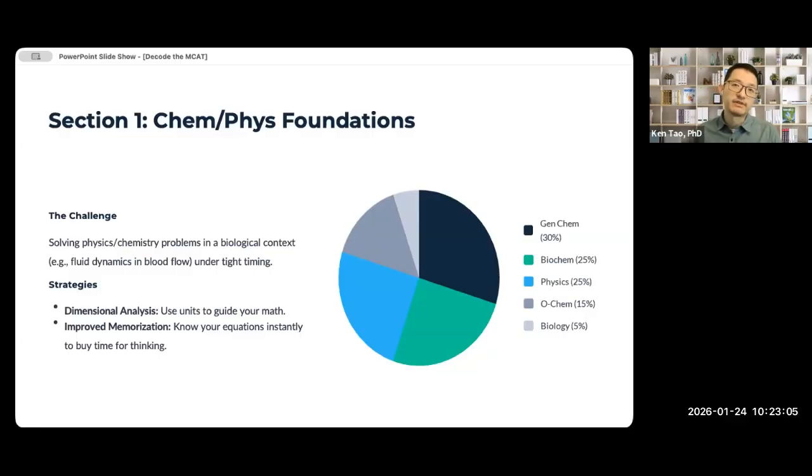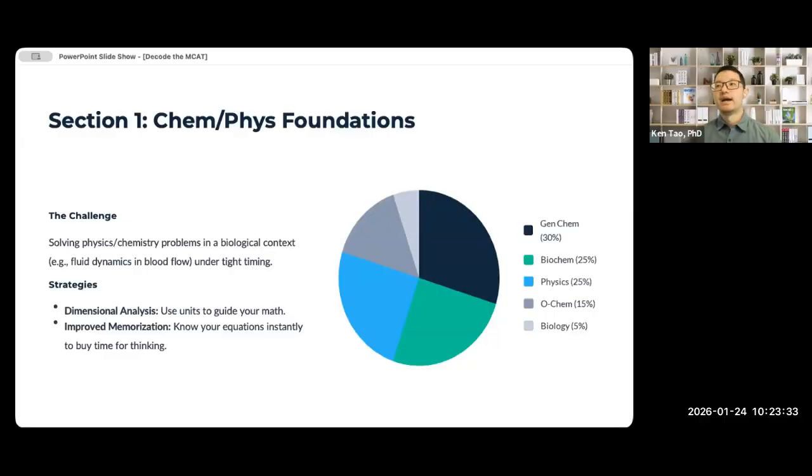That's something students have to think about too, because you can have a single passage with five questions, and two of the questions could be general chemistry, one could be organic chemistry, and two could be physics. So you really have to be agile and be able to switch back and forth between different subjects in your brain. You can't just be in physics mode or biology mode.